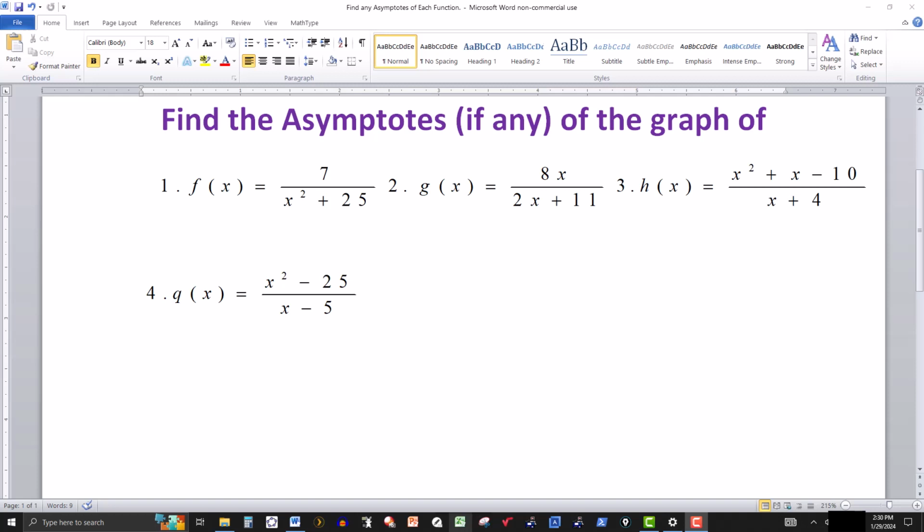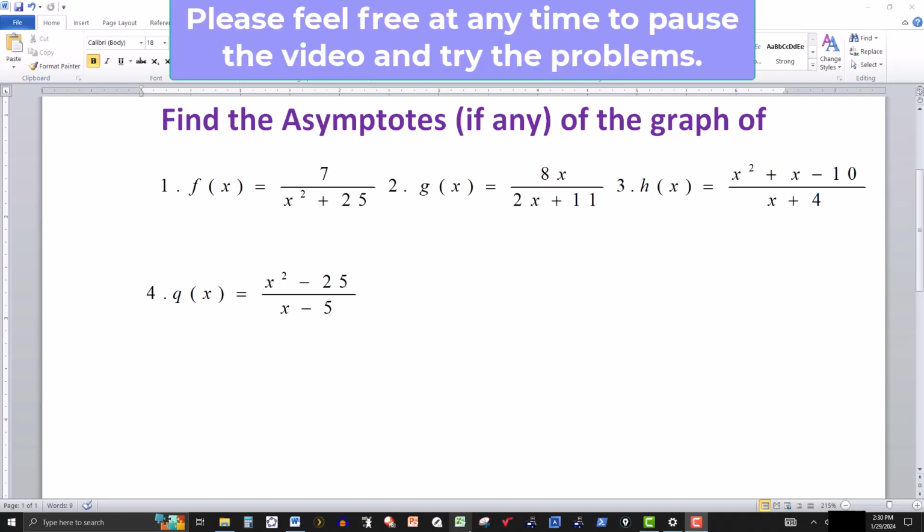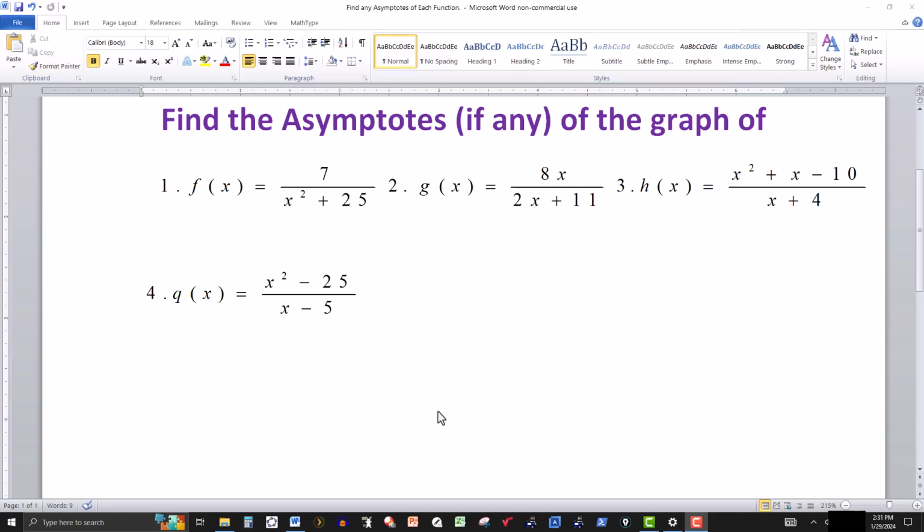In this video, we want to find the asymptotes, if any, of the graph of each of these rational functions. Now, the first thing you have to do is make sure that the rational function is in lowest terms. In other words, if you can factor anything and cancel something out, go ahead and do it. Otherwise, we follow these steps here.